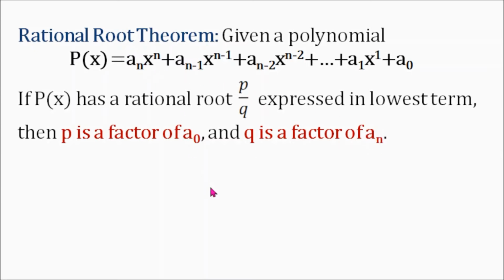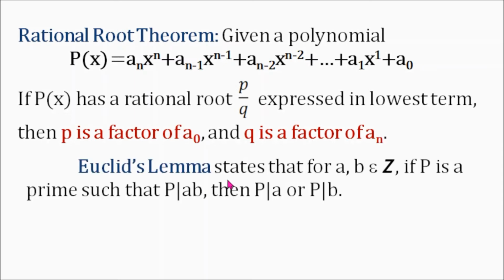leading coefficient. In order for us to prove this theorem, we need Euclid's lemma, which states that for integers a and b, so this notation here means a and b are integers. If p is a prime such that p divides a times b, then p divides a or p divides b.